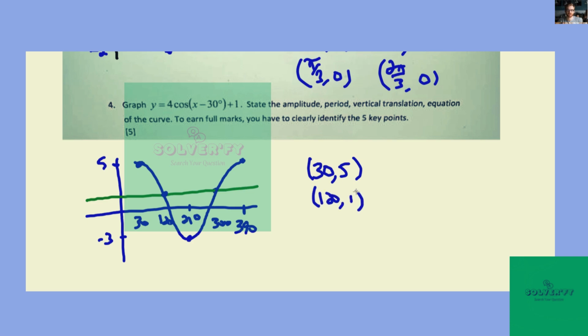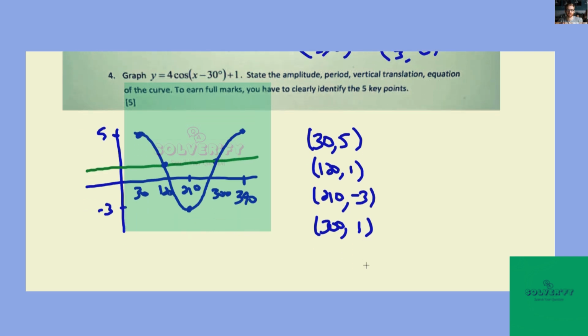So 30, 5; 120, 1; 210, -3; 300, 1; and 390, 5 would be your critical points.